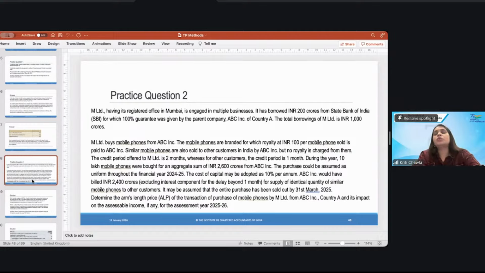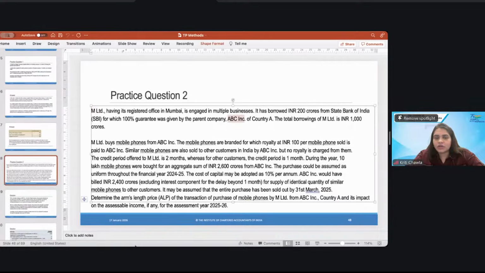It has borrowed 200 crores from SBI, for which a 100% guarantee was given by the parent company ABC Incorporation of country A. The total borrowings are 1,000 crores. Now they've given you this particular information, and you have read through the entire question. Assess when the two entities are associated, talking about M Limited and ABC Incorporation.